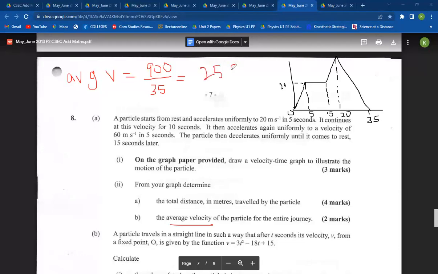25 and 5/7. You can leave it as a mixed number. Don't forget your units, meters per second. Or put it as an improper fraction, which is 180/7 meters per second. Don't put the decimal because that's not really an accurate answer. It's best to just leave it as a fraction. So the mixed fraction or the improper fraction, either one will work. Everybody good with that?